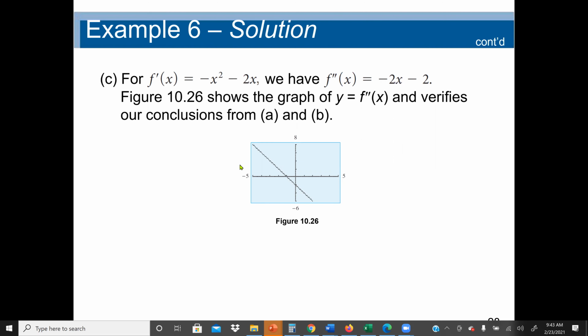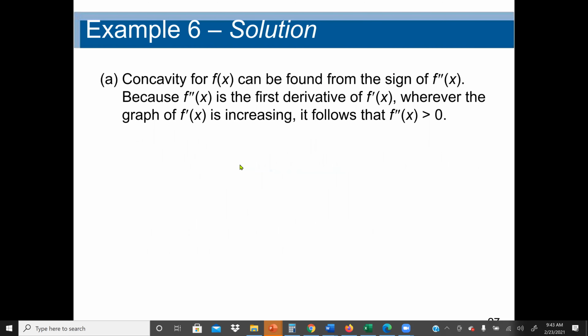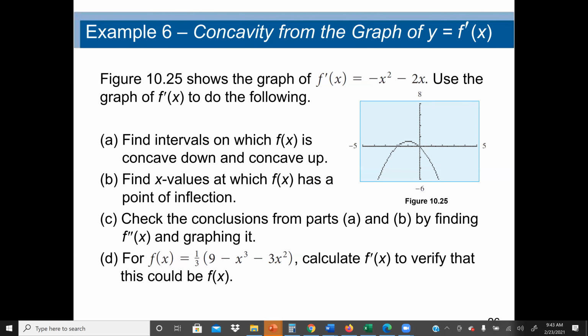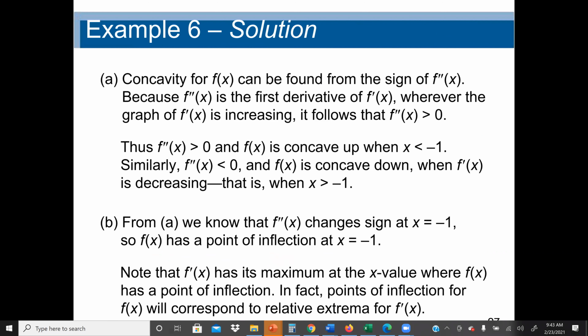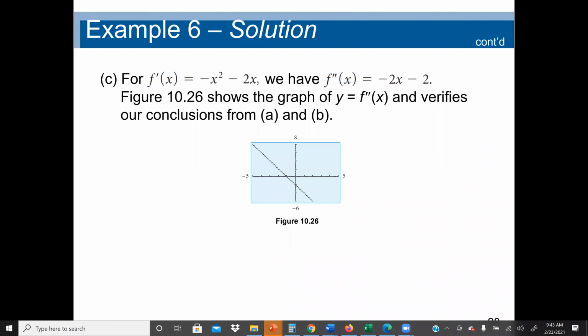And now for C, they say we should check the conclusion from part A and B by finding the second derivative and graph it. Then D, we are going to find the derivative of that function, the first derivative, to verify it. But again, here we have to use the calculator. So again, they graph it here.